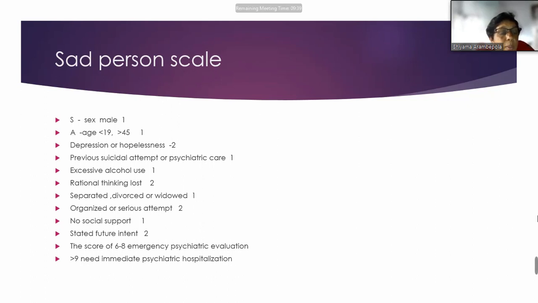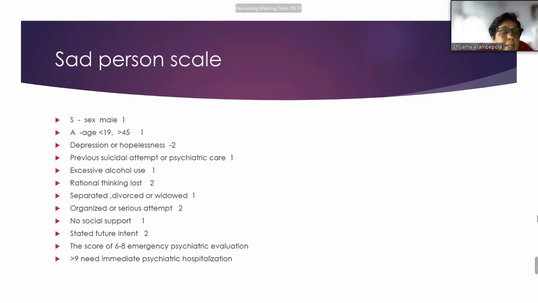So if the score is 6 to 8, we need emergency psychiatric evaluation, and if it is more than 9, it needs immediate psychiatric hospitalization, right? So this is where the SAD PERSONS scale is used in the assessment of future suicidal intent. So this can be used with the help of the suicidal intent.